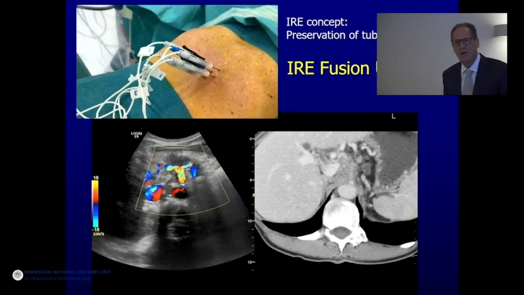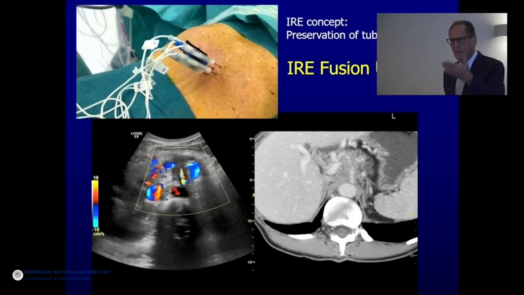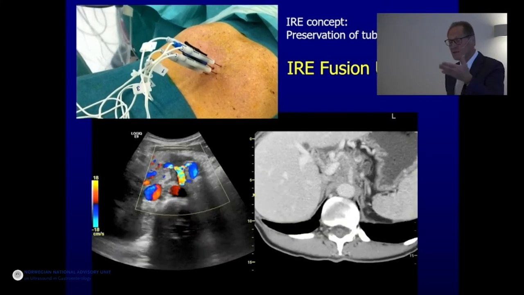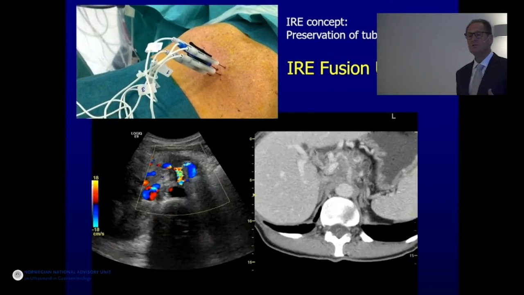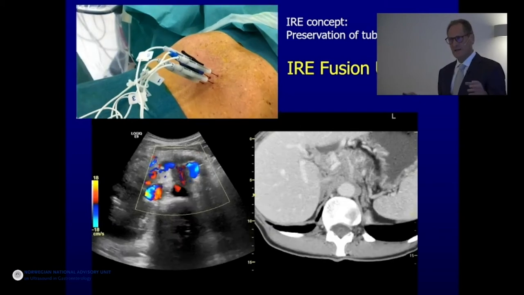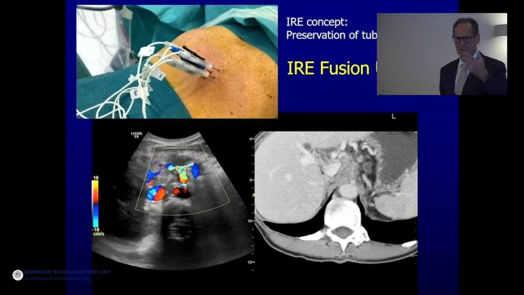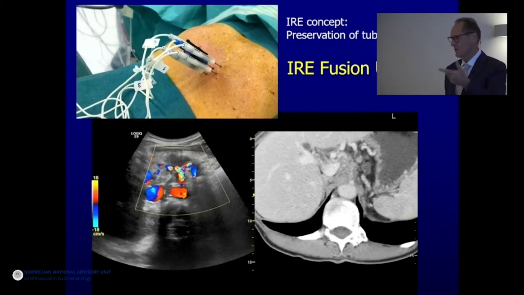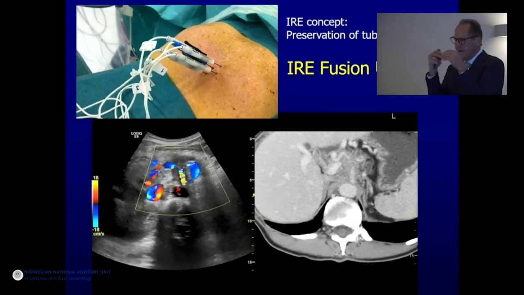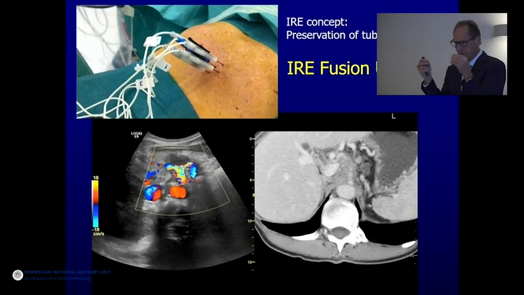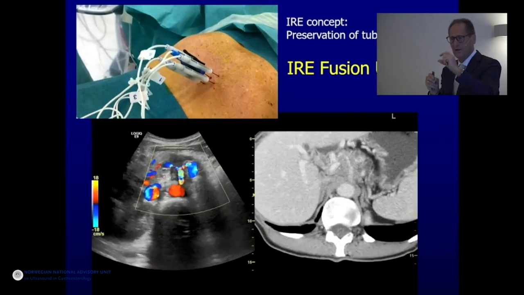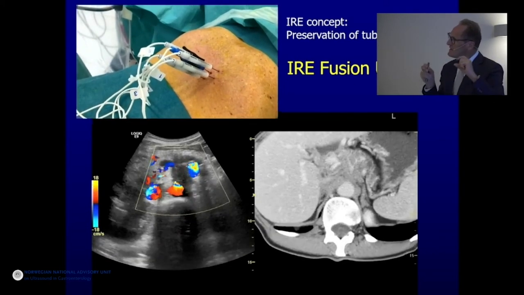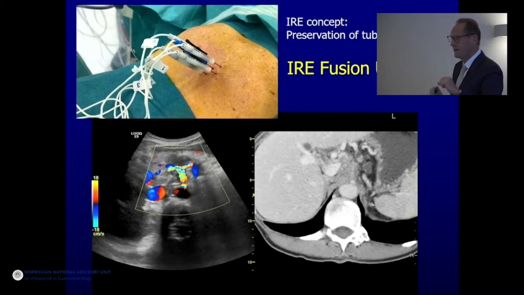And NanoKnife prevents destruction of tubular structures. It does not destroy the common bile duct or the pancreatic duct because it only kills cells. And structures like arteries, the common bile duct, or the pancreatic duct, they do have a lining of endothelium, of course. But the main wall is made of collagen, of proteins, and that is not denatured by the electric pulse.